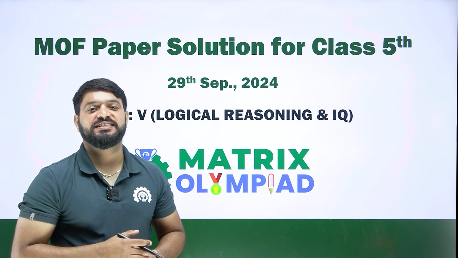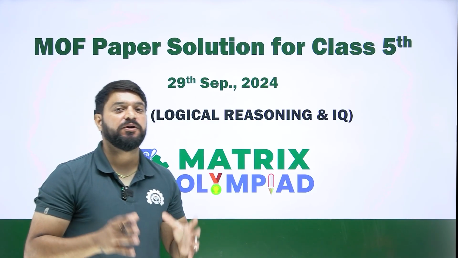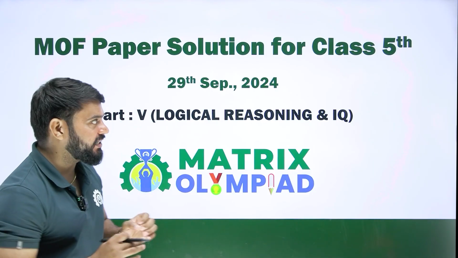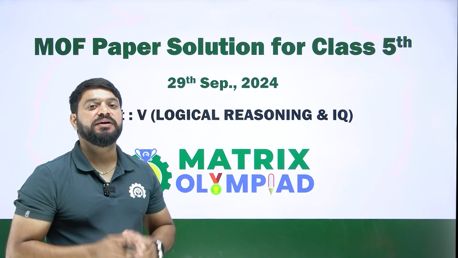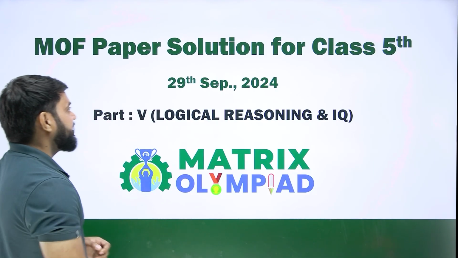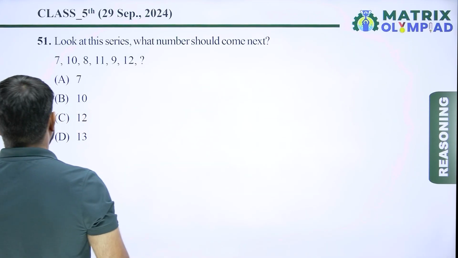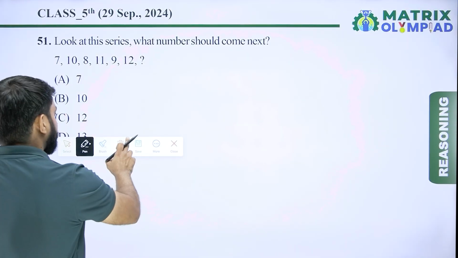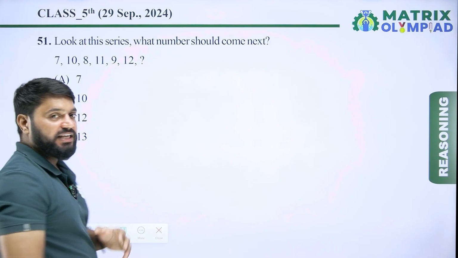We are here to discuss the solution of the Matrix Olympiad paper of class 5th reasoning conducted on 29 September 2024. Hope you performed very well. So let's get started. Question number 51. Look at this series. What number should come next? So find the next number of the given series.